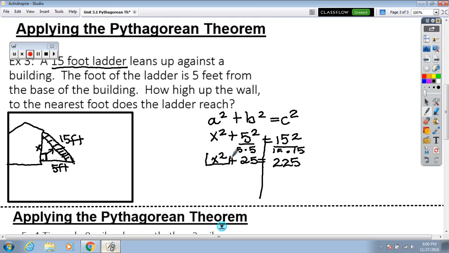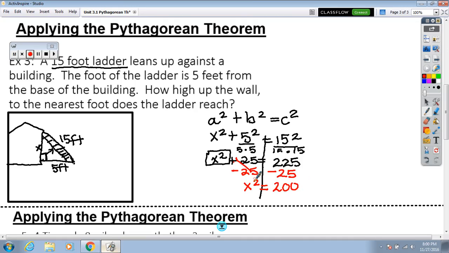X wants to be by himself on this side. That means the 25 has to go. So to get rid of the 25, since there's a plus sign here, I subtract 25 on both sides. Make sure that you have the same sign and it is subtraction on both sides. This cancels, which gives me x squared. And 225 minus 25 gives me 200.